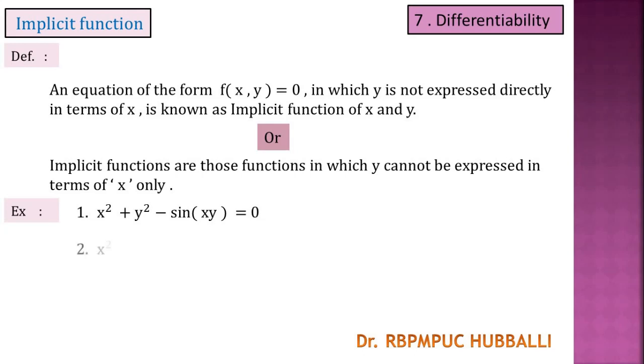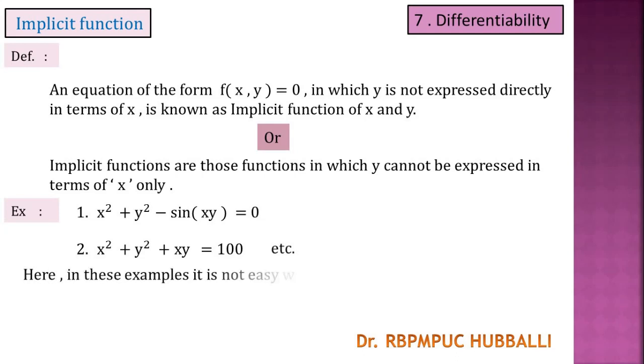Another example, x square plus y square plus xy is equal to 100. Here also it is not easy to get y is equal to function of x variable only. That is not possible here. So these two are examples of implicit functions. Like this you can write many examples.